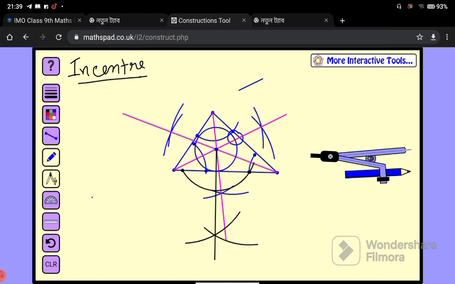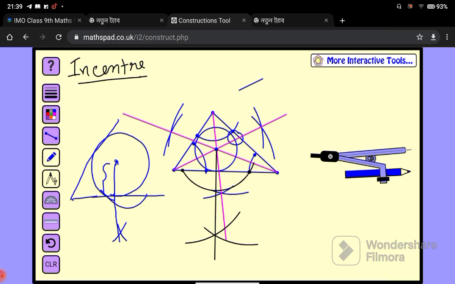Okay, be very clear on this point: from the incenter you draw one perpendicular this way, right? And you have to take this measure and then you have to draw. You will see this will be the center of the incircle, and the circle will definitely touch each of the sides. Okay, so this is the geometrical representation of the incenter.